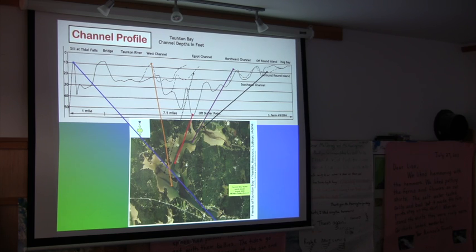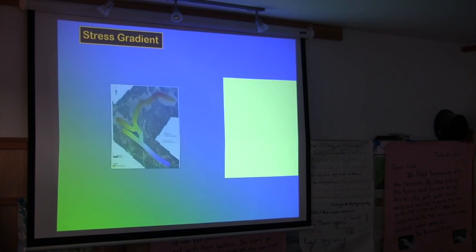And none of this is evident at high tide. It all looks like one big solid bay. But at low tide, its secrets are revealed, that it's really way more complicated, and the flow of water is more complicated.